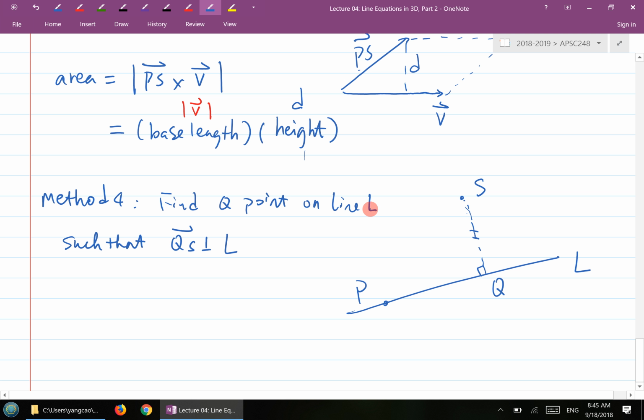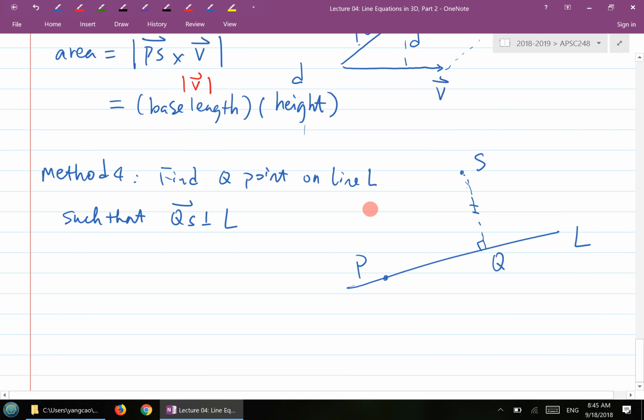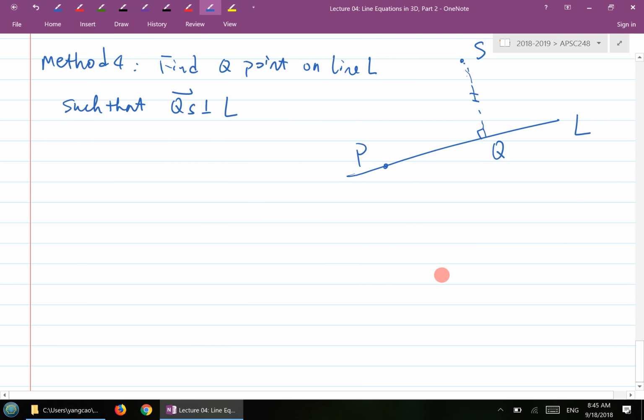So how do I find this point Q then, right? As a matter of fact, in the lecture you will see two different ways of finding point Q, and I'll give you one here, which is one of the students actually showed me the other day. I'm going to draw this slightly differently just to have a better illustration.